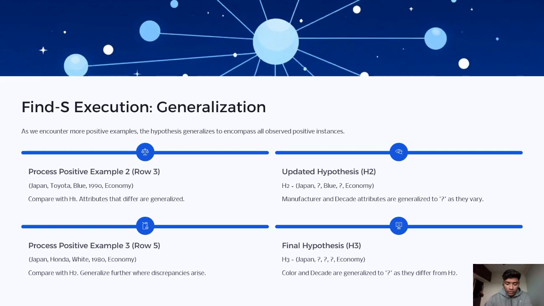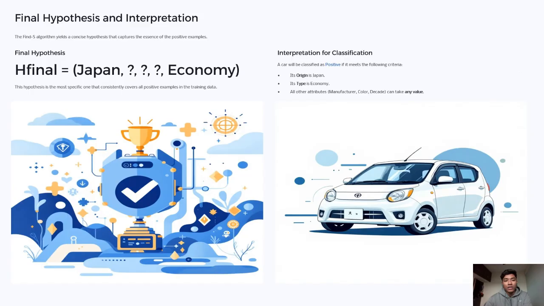Now let's go towards the final generalization. The next positive example is Japan, Honda, White, 1980, Economy. Comparing it with H2, color differs, so it becomes a question mark. Year differs, it remains a question mark. Manufacturer stays a question mark. Origin and type still match. So the final hypothesis becomes H3 equals Japan, ?, ?, ?, Economy.